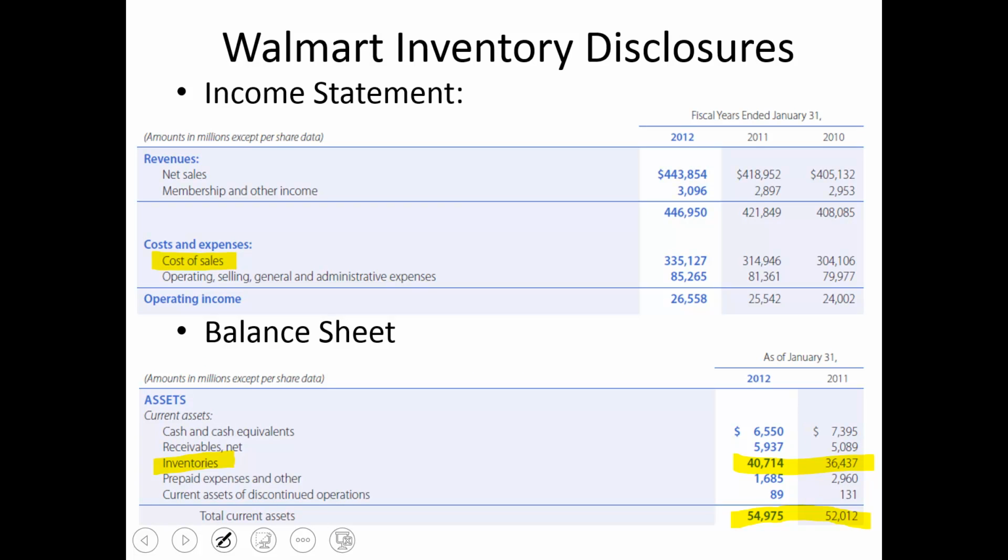Contrast that with Walmart, a large retailer, and you'll see that cost of sales is what Walmart calls it instead of cost of goods sold, is really the majority of the costs on that income statement that make the operating income possible. So how we account for that will have huge ramifications on that bottom line. On the balance sheet, you can see that inventories is pretty much the major ingredient in current assets, because what does Walmart do? It sells inventory or products to consumers.